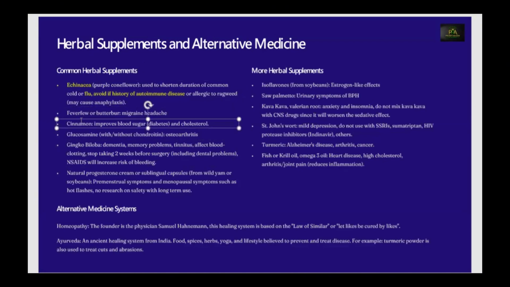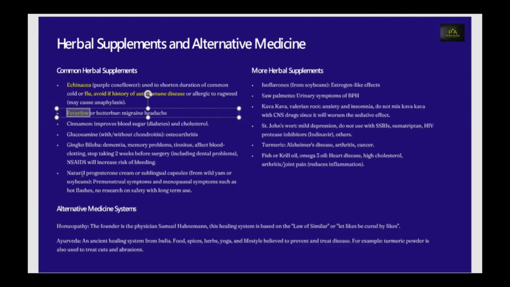Another one is feverfew. Feverfew is used for migraine headache. Cinnamon helps to improve the blood sugar and cholesterol. Glucosamine is used for osteoarthritis. Ginkgo biloba is for memory, dementia. But we say that we need to stop taking it 2 weeks or 7 days before surgery because of the risk of bleeding.